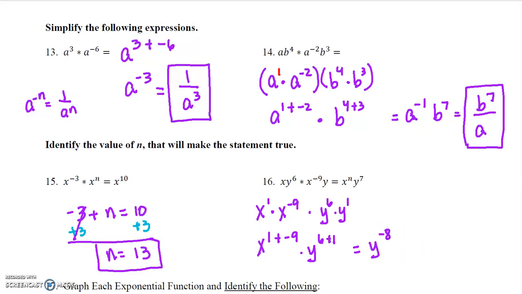So 1 plus negative 9 was a negative 8. And then y to the 6 plus 1 is a positive 7. Now look what we have, you guys. This is the way they wrote it. So even though my exponent is negative, they're asking what the n is, so we're going to leave it as n equals a negative 8.